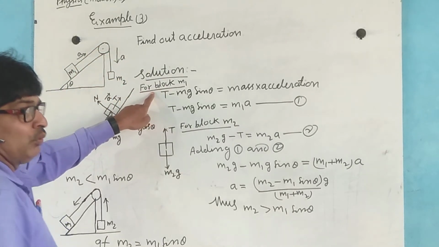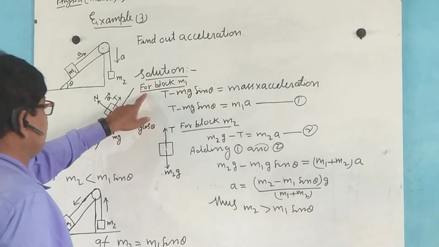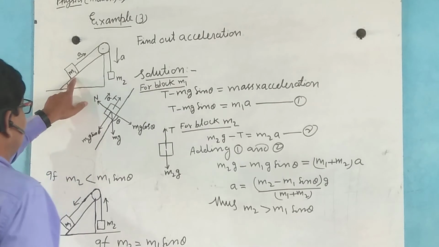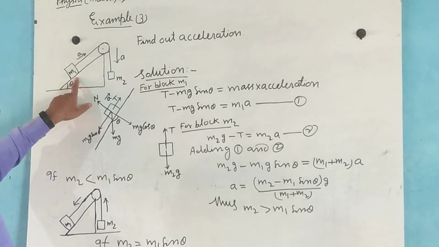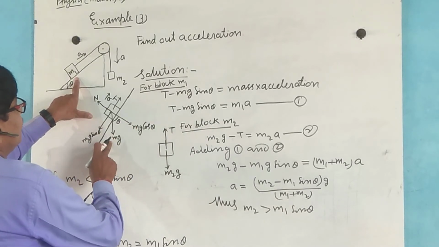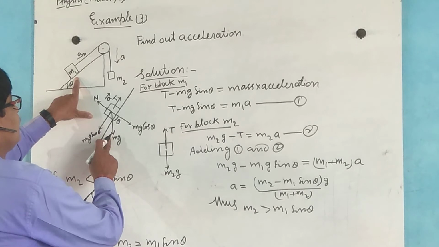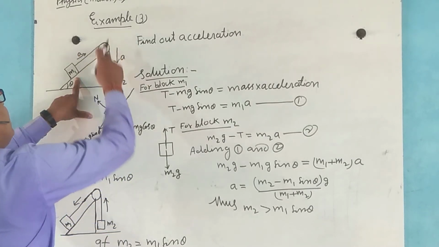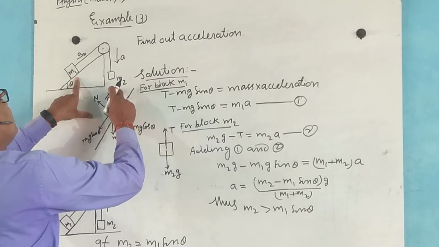Now we calculate for the block M1. We take the block M1 and make the free body diagram here. This is M1 and M1g. This is the weight in the downward direction, and it moves in this direction, so acceleration is created here.